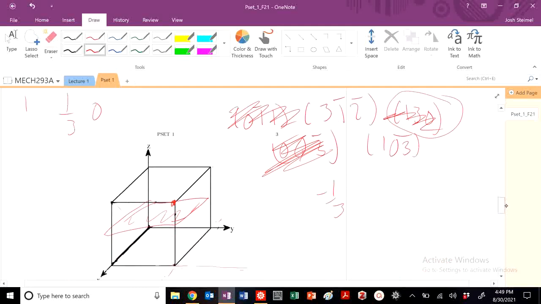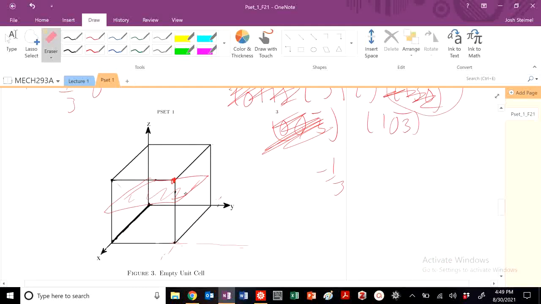Let's do 1, 0, 3 hat, I think. Must be. Yep. So again, I'm going to pick my origin like this. So my x-intercept is 1, and then my y-intercept is minus a third. So right here, minus a third. So it's going to be like this. You get the picture.